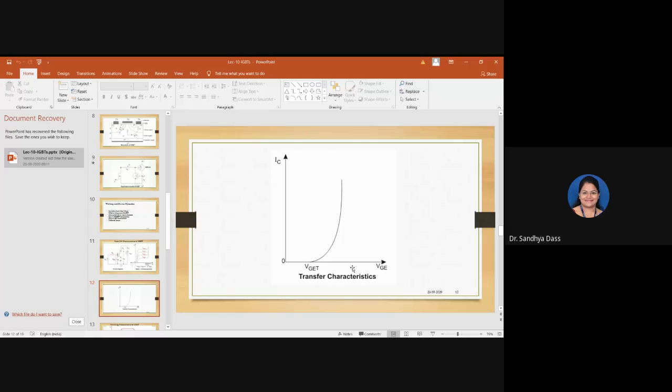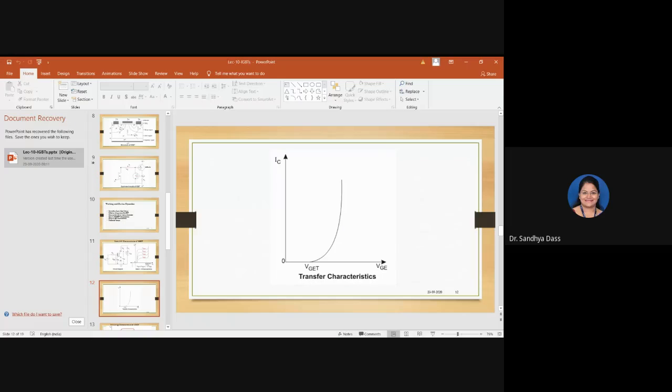Coming to the transfer characteristics. Transfer characteristics means what? Okay, let me ask a particular person. Nima, are you there? What do you mean by transfer? What is transfer characteristics? The output current and the voltage. Output by input parameter, right? Yes, thank you.